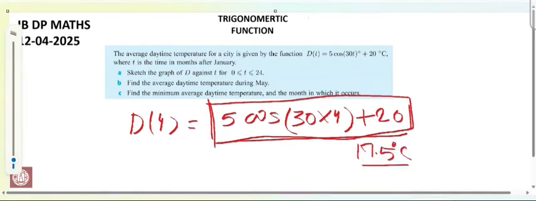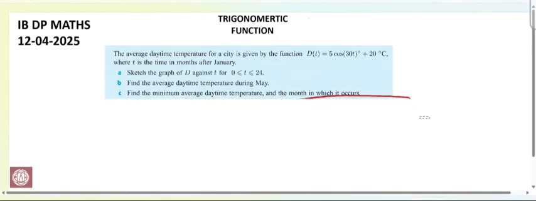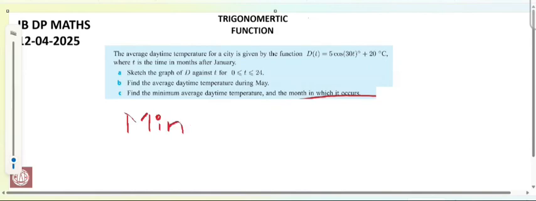Now for part C, it says find the minimum average daytime temperature and the month. You already have the graph and you will find the minimum points. So can you tell me what was the first minimum point? I only did one of both. Yeah, the first minimum point is 6 comma 15.